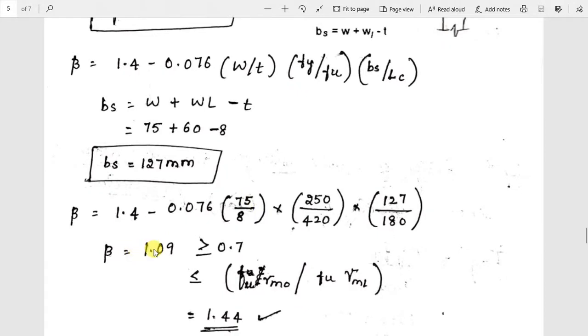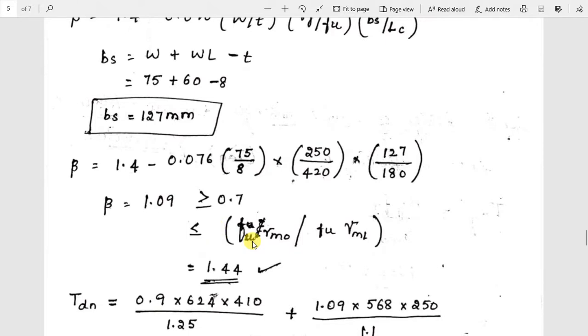See, this beta value should be greater than or equal to 0.7 and it should be less than or equal to this particular one, that is 1.44. So to satisfy both these values, we can take this value as beta. If this value is less than 0.7, we have to take beta as 0.7. And if this particular value is greater than 1.44, then beta has to be considered as 1.44. So in this case, it is satisfying the condition. It is well between these two values. So I can go ahead with beta of 1.09.